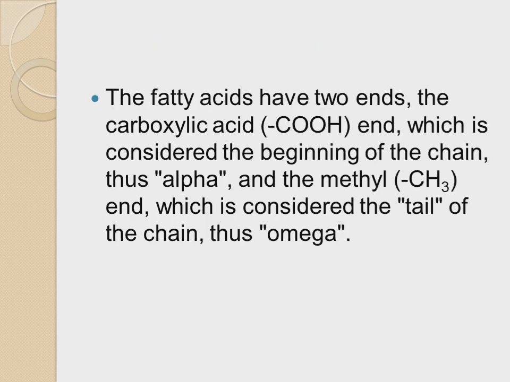مثل ما قلنا الفاتي أسيدز يتكون من two ends، الكاربوكسيليك end اللي نعتبرها بداية الفاتي أسيدز chain ونسميها الألفا، and the methyl ends اللي تعتبر تيل للفاتي أسيد chain ونسميها الأوميجا end. إذن بداية الفاتي أسيد اللي تبدأ بالكاربوكسيليك end نسميها الألفا، ونهاية الفاتي أسيد chain اللي هي التيل اللي بها الميثايل جروب ونسميها الأوميجا end.